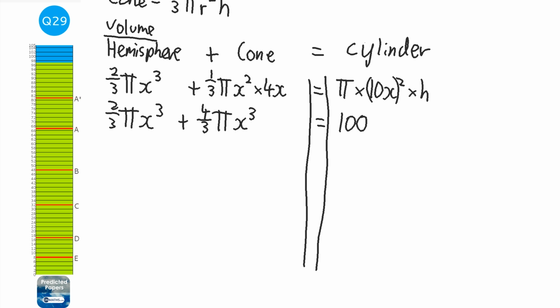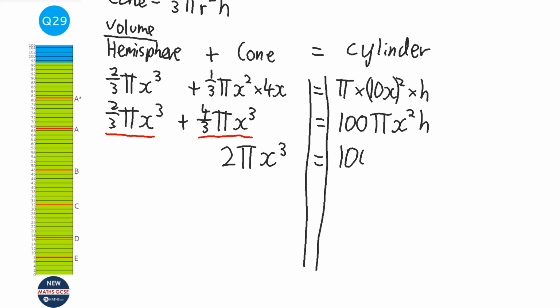And let's do the pi next. Pi, and it's going to be x squared h. Okay. Now, if you notice on the left-hand side, these two here are the same. There's both pi x cubed. So we can just add them together. So it's going to be 2/3 plus 4/3. So that's going to be 6/3, or just 2. So it's going to be 2 pi x cubed equals 100 pi x squared h.